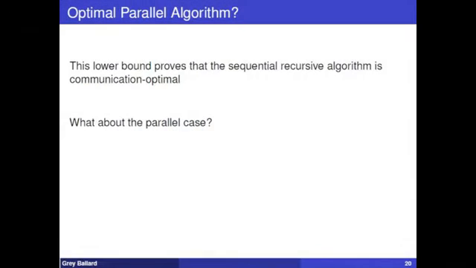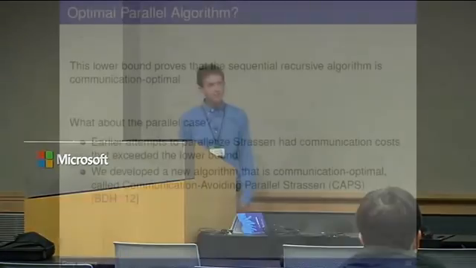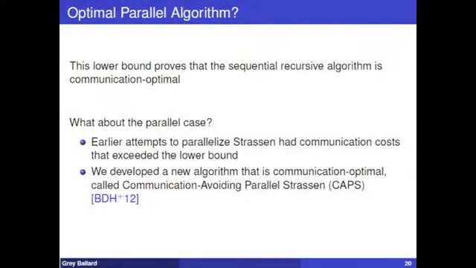So the next question to ask is, do we have a tight upper and lower bound in the parallel case? We started looking because people have worked on parallelizing Strassen before, and it turns out that all the early attempts to parallelize Strassen were suboptimal. In fact, some of them actually increased the amount of communication that was required. Because there existed this gap, we had a lower bound, but not an optimal algorithm.